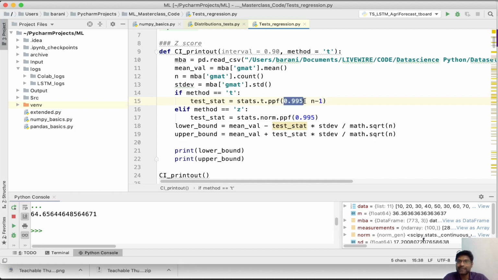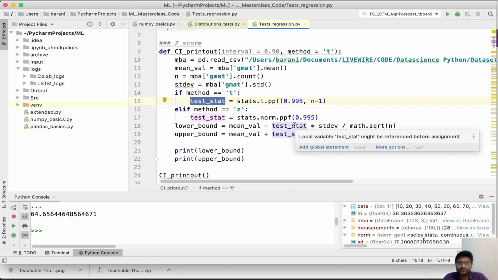And this 0.995 means we are calculating the 99.5th percentile. Sorry, it's not a percentile of marks here, 99.5% is the confidence we are taking here. So this test stat is 0.995 input given.